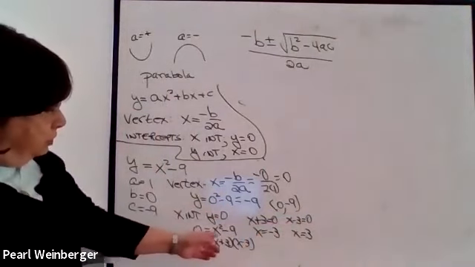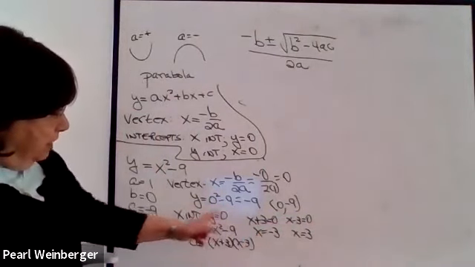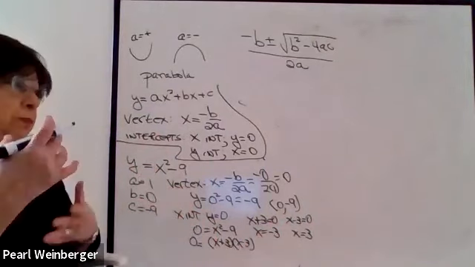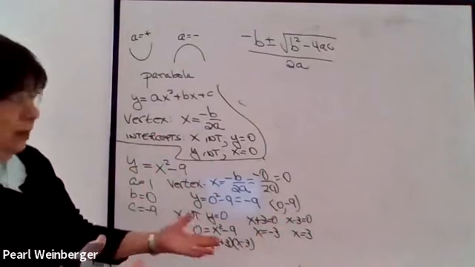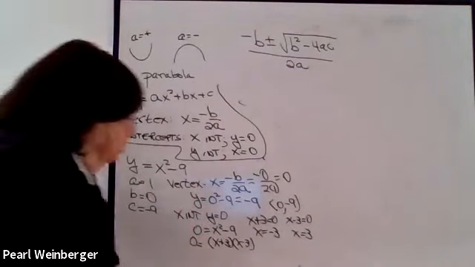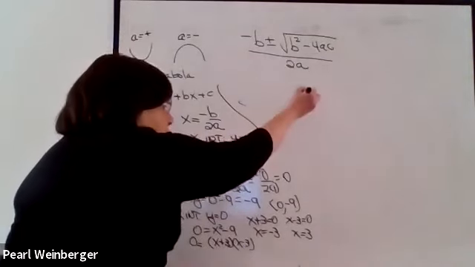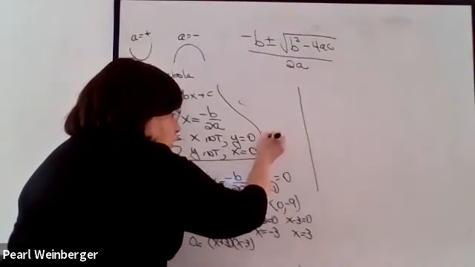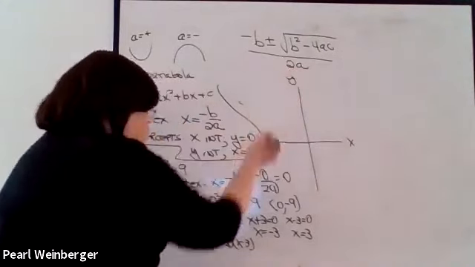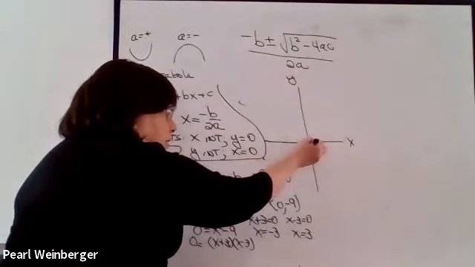Otherwise, you could have just brought the 9 to the other side. And if you have x squared equals 9, it means that x is plus or minus the square root of 9, which is plus or minus 3. Either way, you get plus or minus 3. So here's what your graph is going to look like. My vertex is at the point 0, -9.